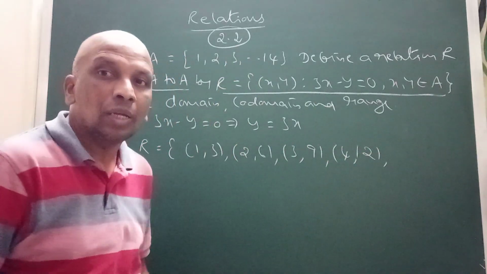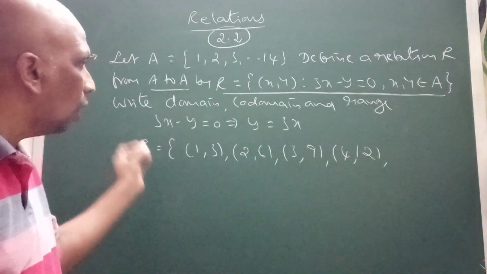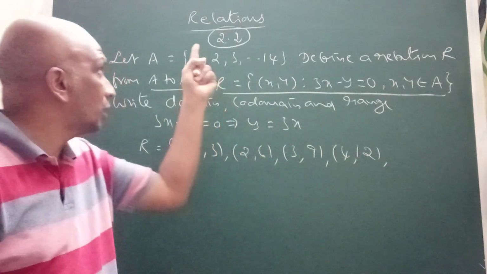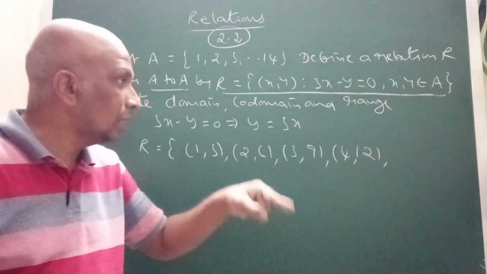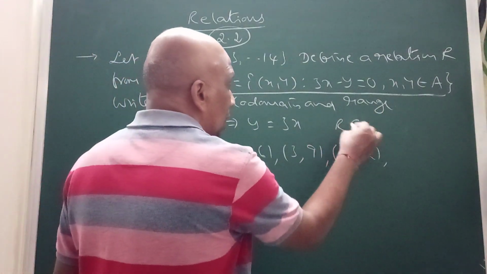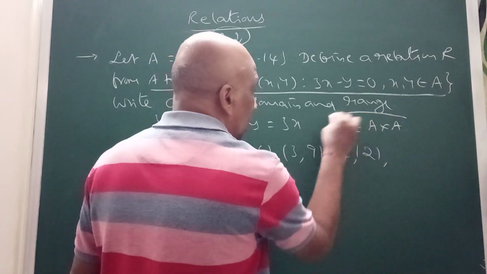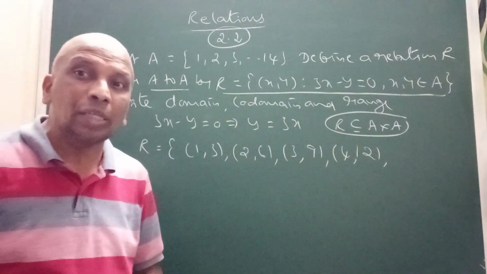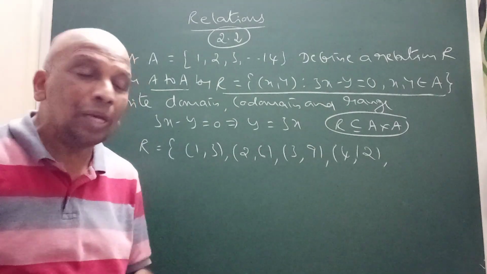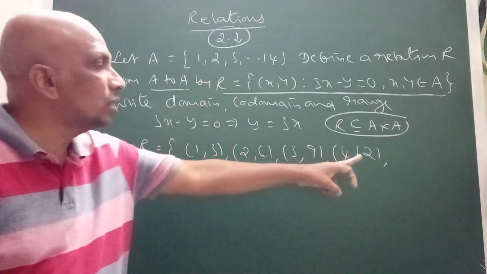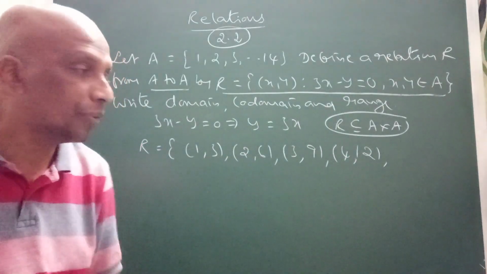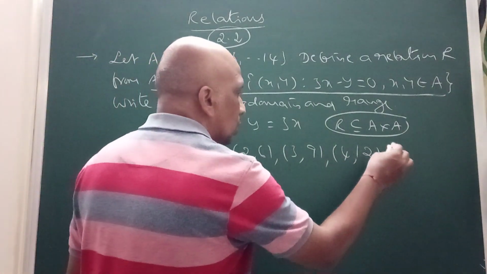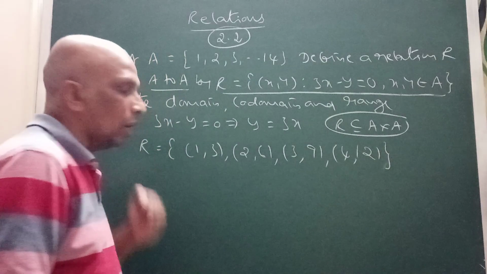But 15 is not there. The rule is that R is a subset of A cross A. That means the first element and second element in each ordered pair should be in A only. That's the reason I can't consider (5, 15). So I can end it here. You will get only these pairs, and this is R.